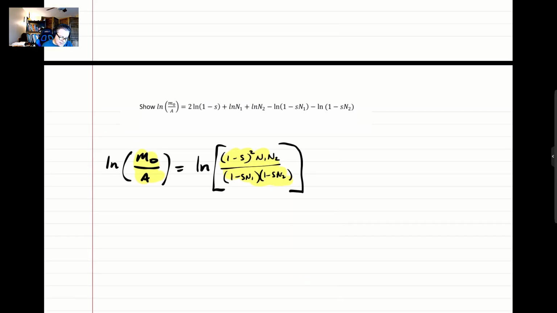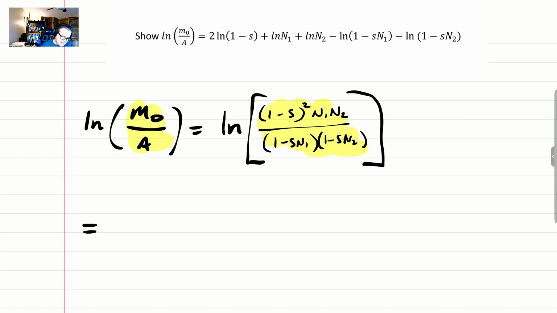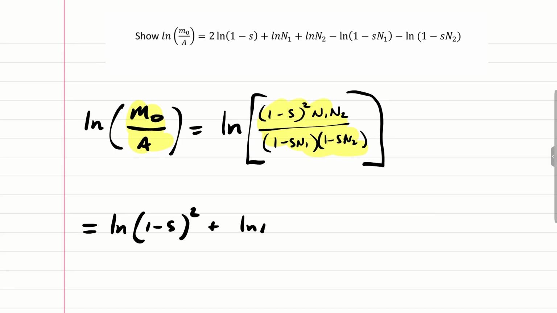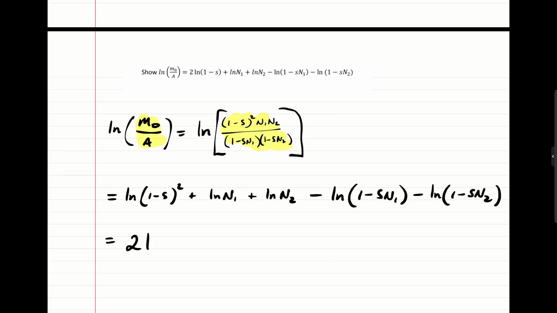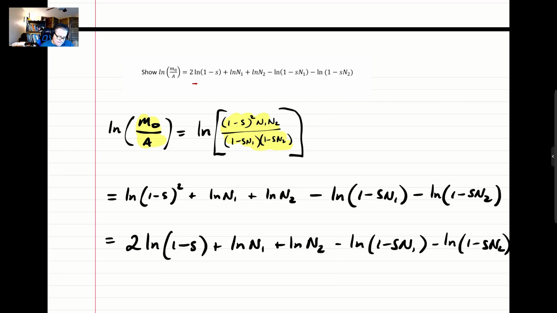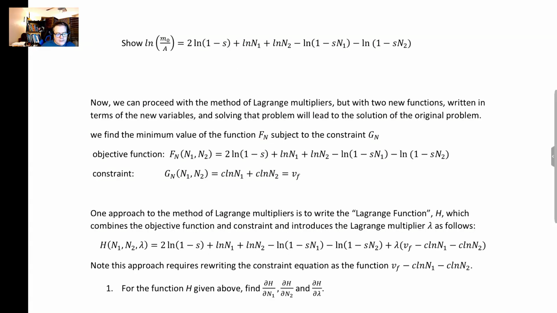So I'm just replacing m naught over a with all of that, and then it's properties of the natural log that produce the result that we want there at the top of the screen. And that's the right-hand side that I have there, so that part's done as well. And that was it. That was the algebra that needed to be done.